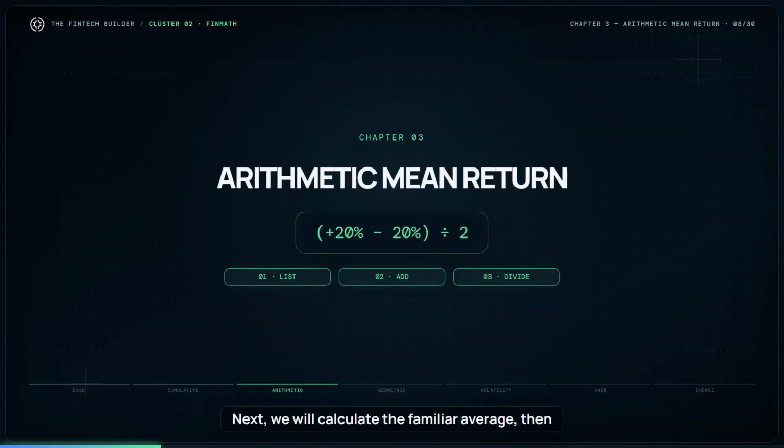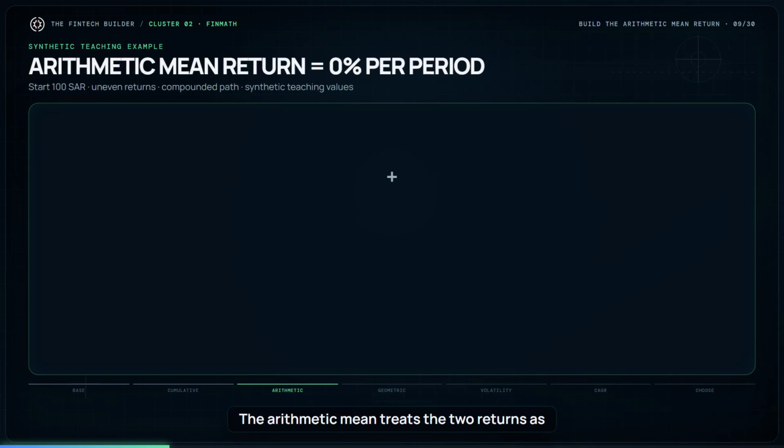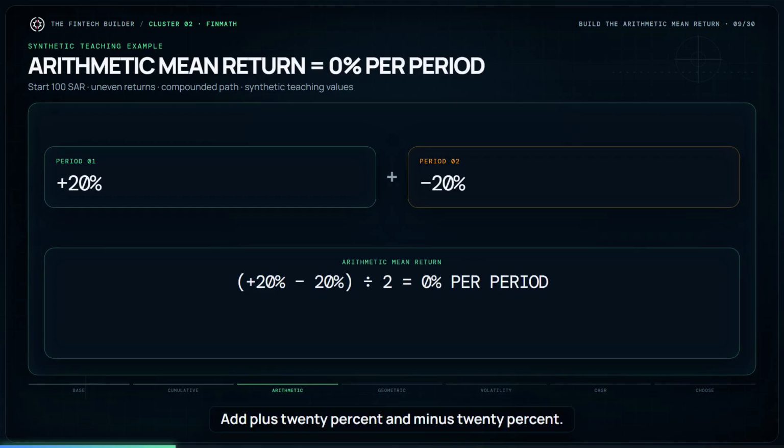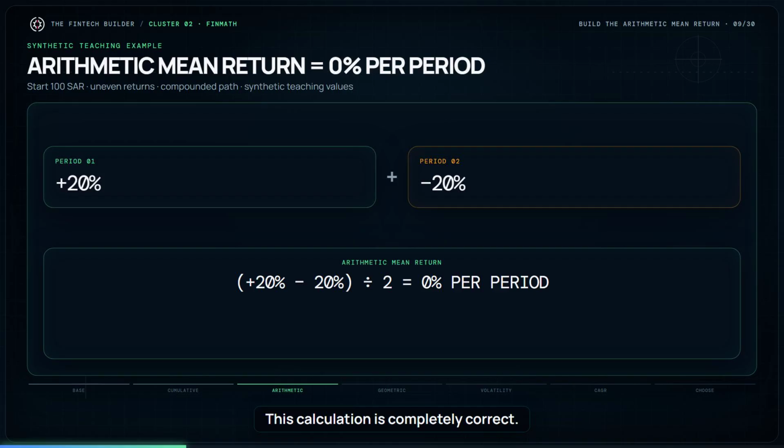Next, we will calculate the familiar average, then define exactly what that answer describes and what it does not. The arithmetic mean treats the two returns as two listed observations. Add plus 20% and minus 20%. The sum is 0. Divide by two periods, and the arithmetic mean return is 0% per period. This calculation is completely correct. It describes the ordinary average of the period returns we listed.